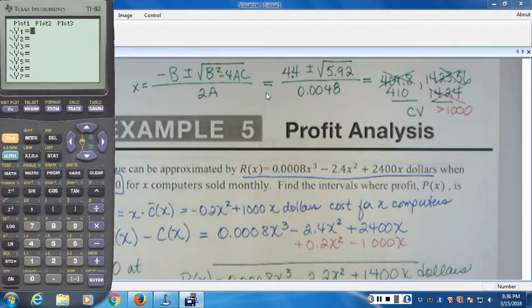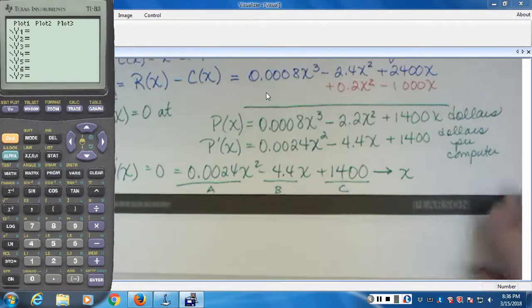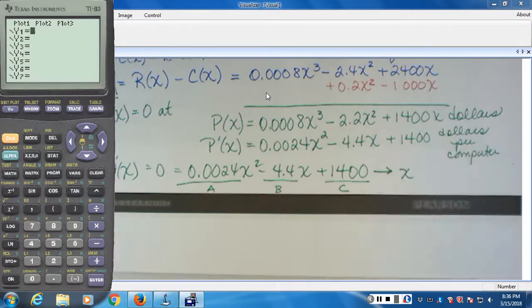Now, we could do the calculator part 2 or 3 different ways, but since we've already calculated the derivative and calculated the profit function, I'm not going to make you do it with inderiv and all that stuff, because we've already seen that there can be problems with doing inderiv. So we're just going to type those in.